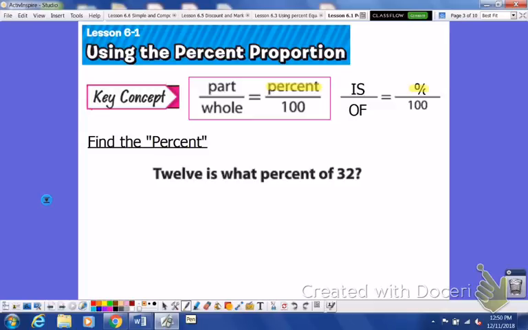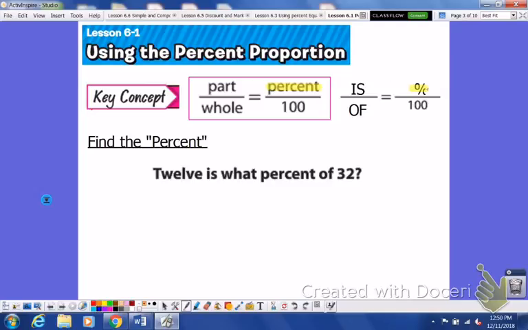So when we're working with our percent proportion, we are always talking about our part over our whole equals our percent over 100. Percent is out of 100, so this here is always 100. When we're reading through the problems, you might notice words like is and of. So is represents our part, of represents our whole, percent is obviously the percentage sign. So the first thing we want to do is find the percent.